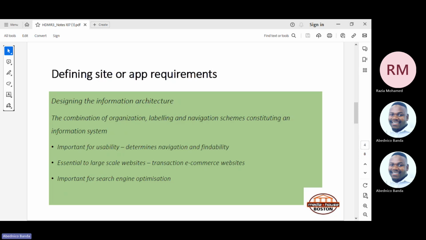So you need to make a decision as people who manage the site. Based on the information architecture that we have, what kind of information do we want people to find? Can we lock some information? Can we lock some videos? Can we lock some prices and reserve them for Black Friday only, only activating them during Black Friday and Black Monday? So it is essential for large scale websites, transactional e-commerce websites.